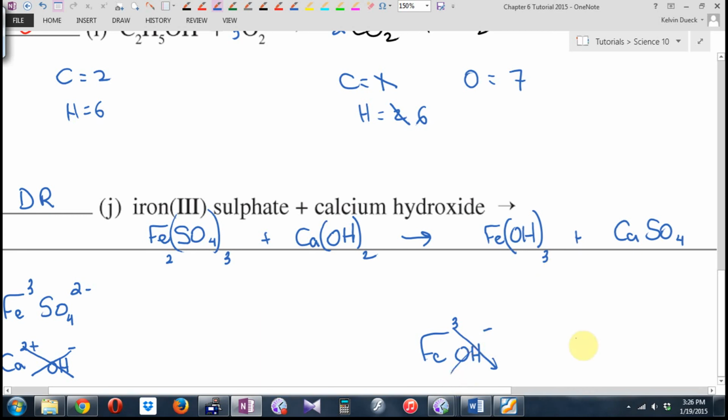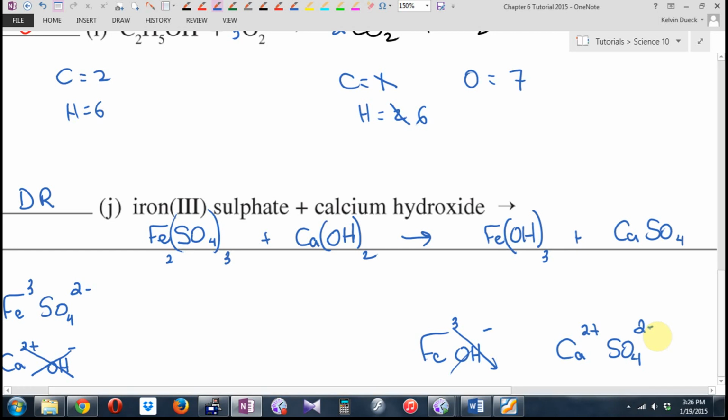Ca, you said, was 2 plus. SO4, you said, was 2 minus. That one crisscrosses wonderfully into, well, technically 2 and 2, but we reduce to 1 and 1. There, that would get you 1 mark.